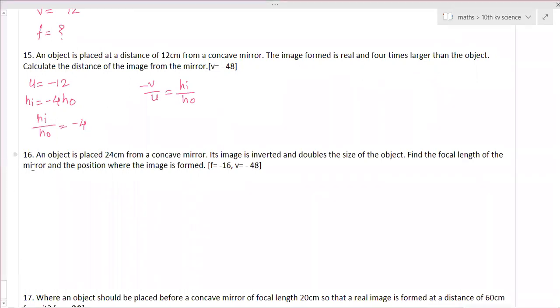Manisha, next question. And V is equal to minus 48 for the 15th one. Yeah, right. Manisha, next question.